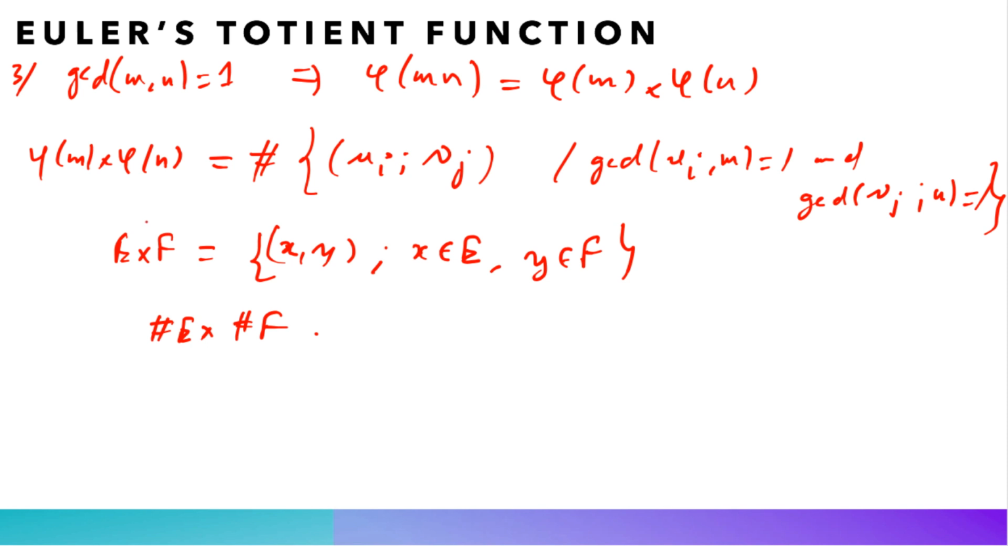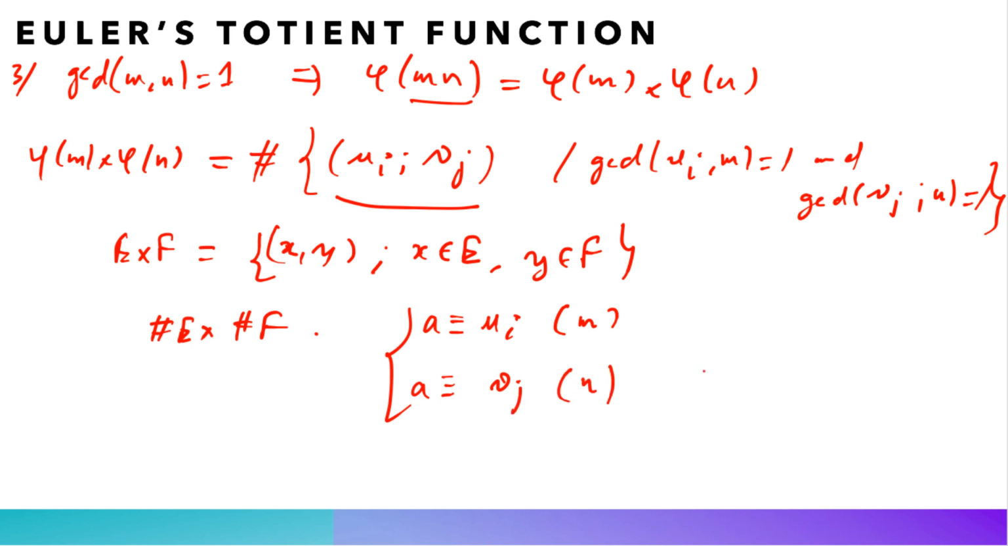What we would like to show now is that to each couple here, there corresponds a unique element modulo mn, which is coprime with mn. If you can do this, it will mean that phi of mn is equal to phi of m times phi of n. But how? Indeed, the Chinese remainder theorem says that this system, A is congruent to ui modulo m and A is congruent to vj modulo n, has a unique solution A modulo mn.